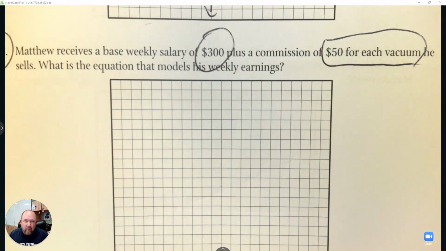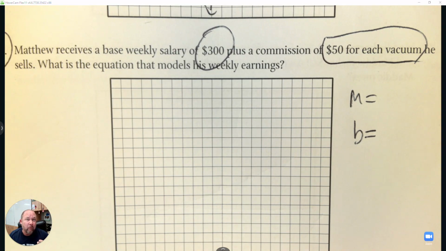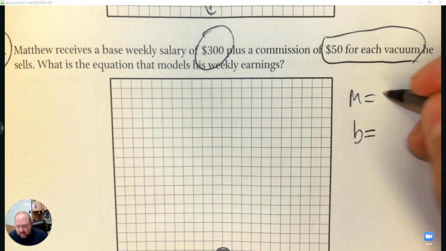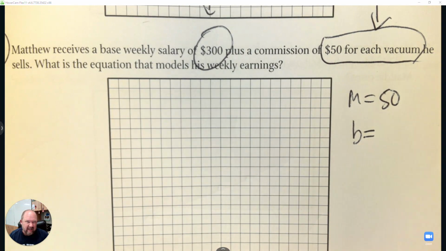So we have to understand one of those numbers is going to be the slope and one of those numbers is the y-intercept. Which one represents a rate per? And the answer is $50 is the slope. $50 for every vacuum, each vacuum. That's the rate, and it's constant. It never changes. Every vacuum you sell, $50.